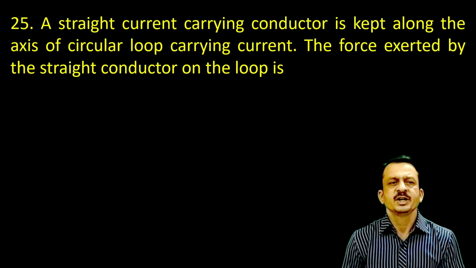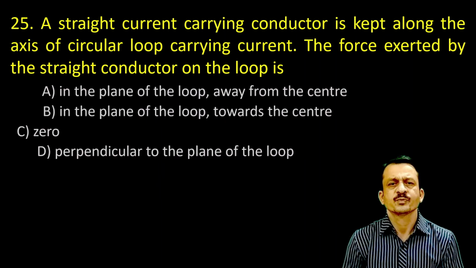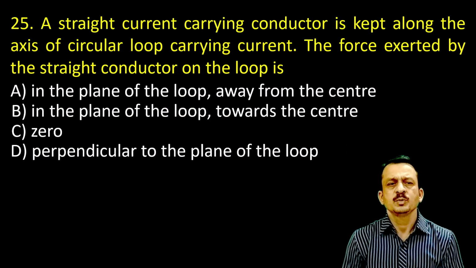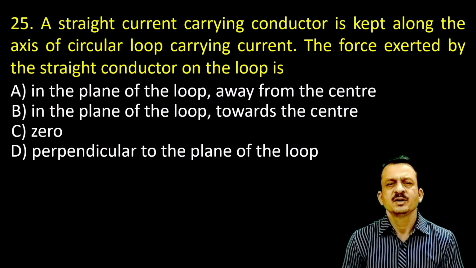A straight current carrying conductor is kept along the axis of a circular loop carrying current. The force exerted by the straight conductor on the loop is. Options: A, in the plane of the loop away from the center, B, in the plane of the loop towards the center, C, 0, D, perpendicular to the plane of the loop.